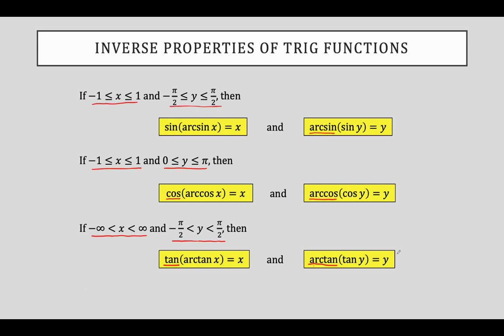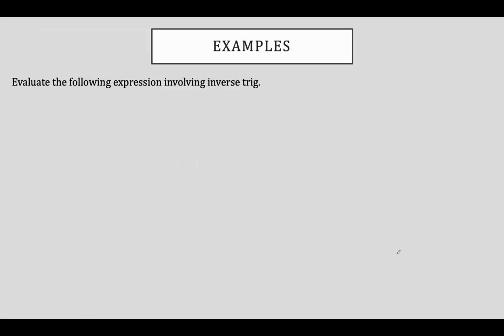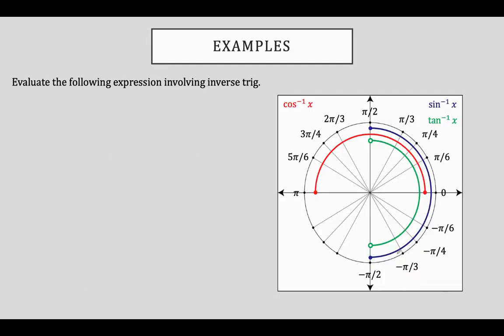All right, let's see if we can't put these inverse properties to use. Evaluate the following expression involving inverse trig. And again, you've seen this image before. Here we have the ranges of all of our inverse trig functions. In blue, the range of inverse sine is negative pi over 2 to pi over 2. In green, inverse tangent, negative pi over 2 to pi over 2. And in red, the range of our inverse cosine function, 0 to pi.